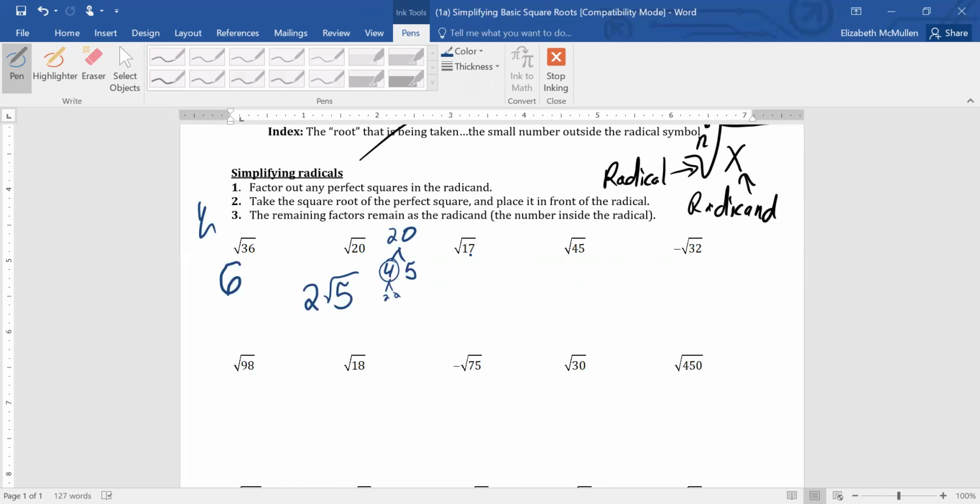Yeah, the astute among you have recognized 17 is a prime number. All right, so 17 we can't do anything with. That's it. That is the answer. The square root of 17 is the square root of 17. That's as simple as it gets.